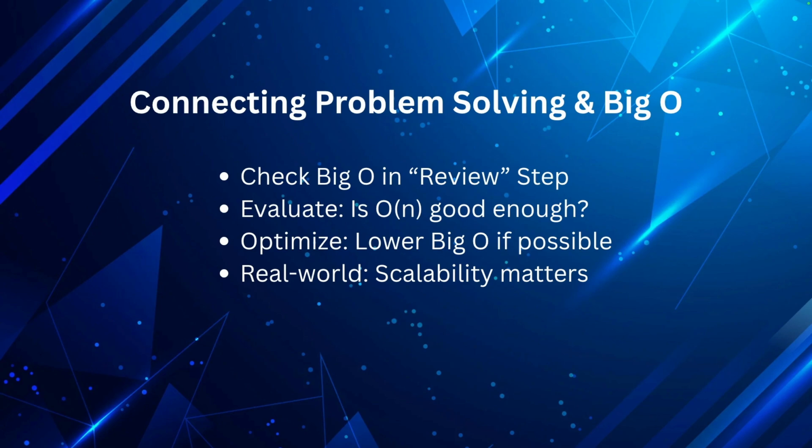Big O ties into the review step of problem solving. Once your code works, ask, how efficient is it? Can I reduce the Big O? This matters in real-world apps where inputs can be huge, like processing millions of records. By understanding Big O, you can choose or optimize solutions to keep your code fast and scalable.